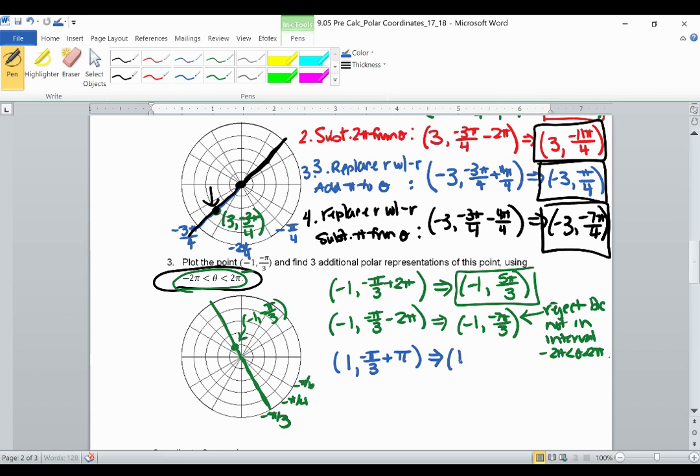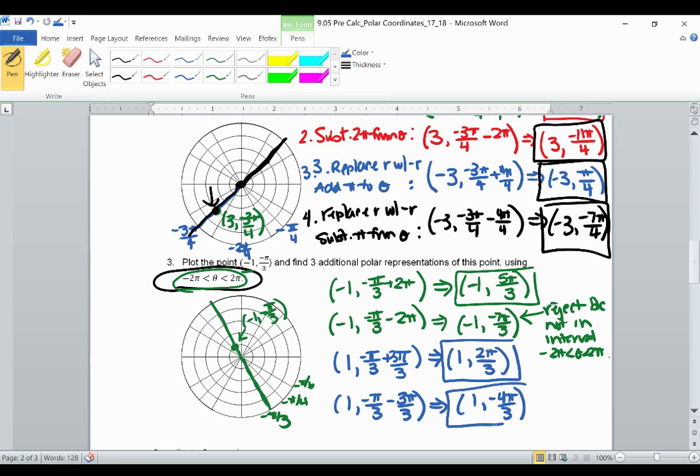So this would be +1, and then this is like 3 pi over 3, so 3 minus 1 is 2 pi over 3. And that one is less than 2 pi, so we're good there. And then the last one, take our -pi over 3, negate the r again, and this time you're going to subtract your 3 pi over 3. So we get 1, -4 pi over 3. Again, 4/3 is less than 2, so we can keep this one as well. So those are our 3 different representations.